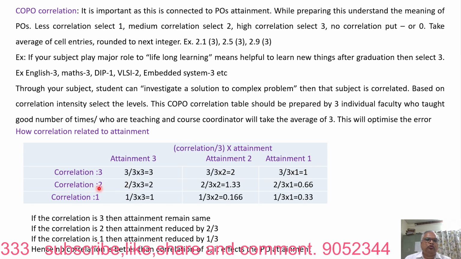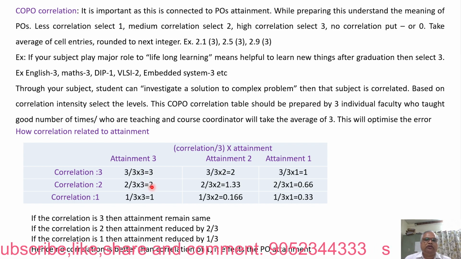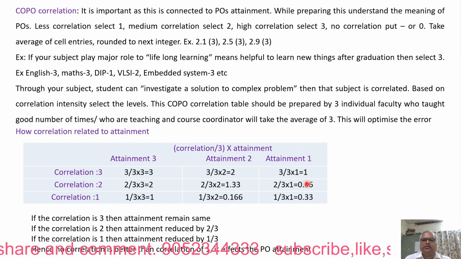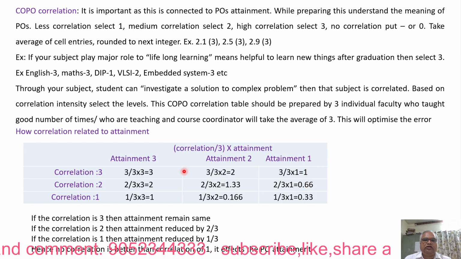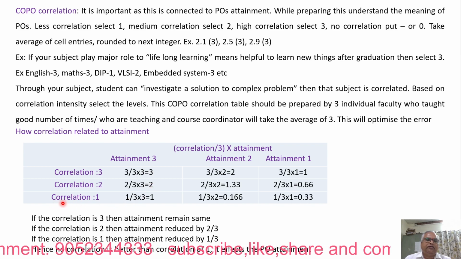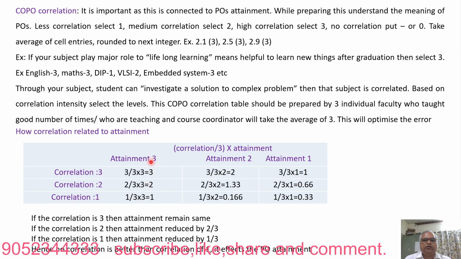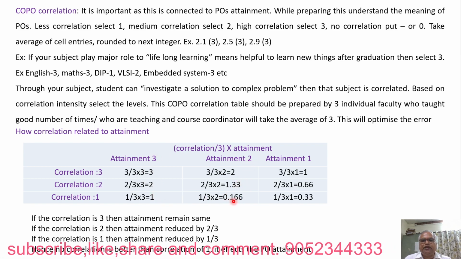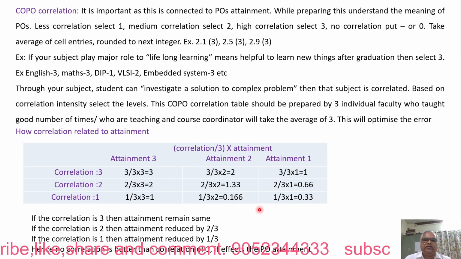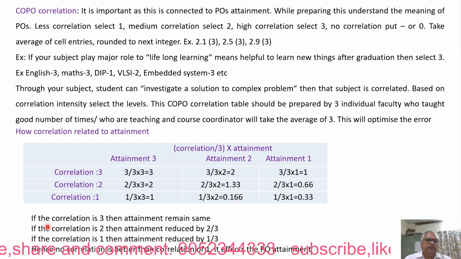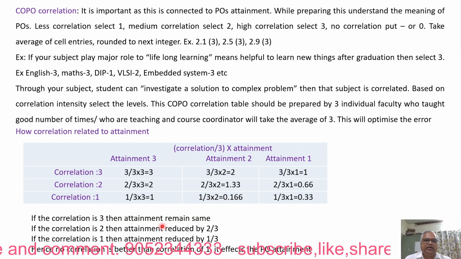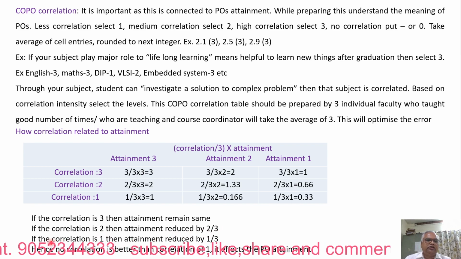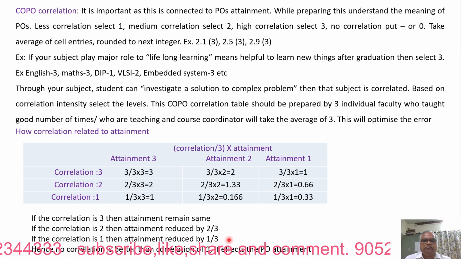If correlation is 2 and attainment is 3, then effectively 2 will come. 3 is reduced to 2, 2 is reduced to 1.33, 1 is reduced to 0.66. So 2/3 of attainment will come. If correlation is 1, only 1/3 of attainment will come. 1/3 of 3 is 1, 1/3 of 2 is 0.66, like that; it will reduce further. So if correlation is 3, attainment remains the same. If the correlation is 2, attainment is reduced to 2/3. If the correlation is 1, attainment is reduced to 1/3.